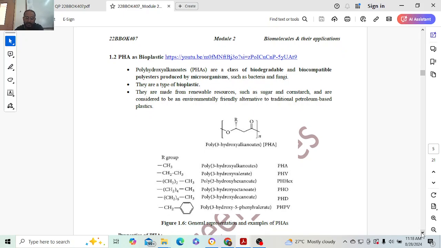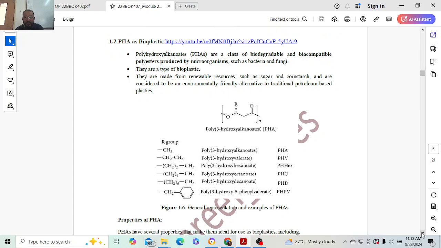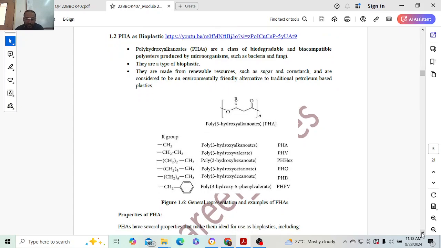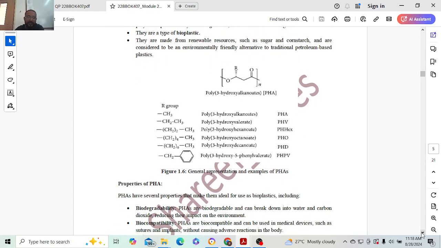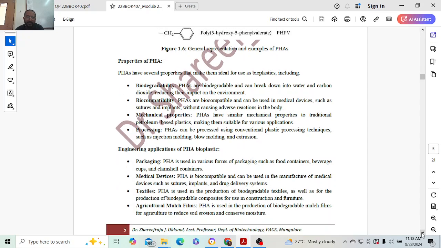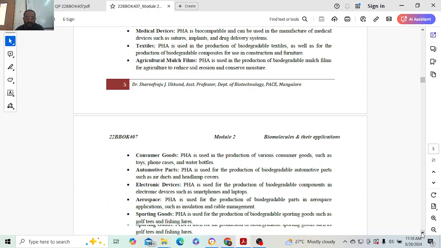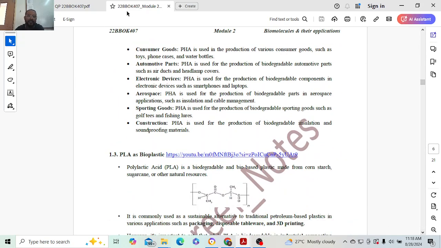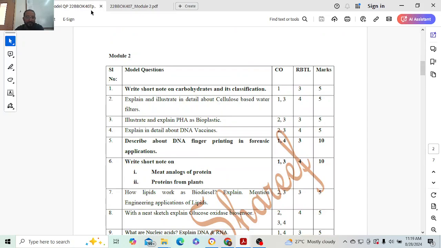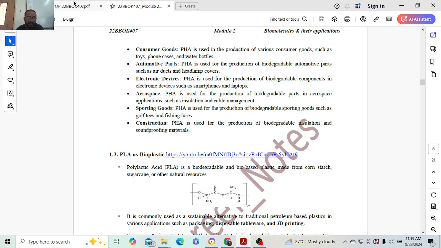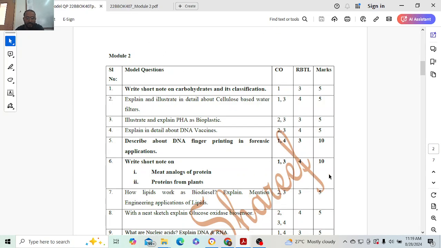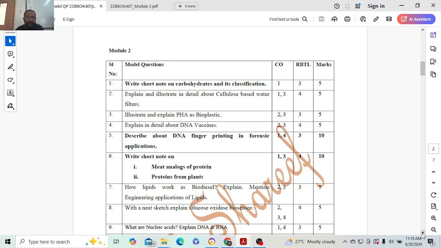Then you define it. The definition itself will carry 1 mark. Explain the structure, that will carry another mark. The properties will carry 1 mark. Engineering application will carry 2 marks. So that's how the 5 marks will be divided. Next, it is similar for PLA plastics also. PLA plastic is the same thing. Either PHA or PLA, any one question will be there.